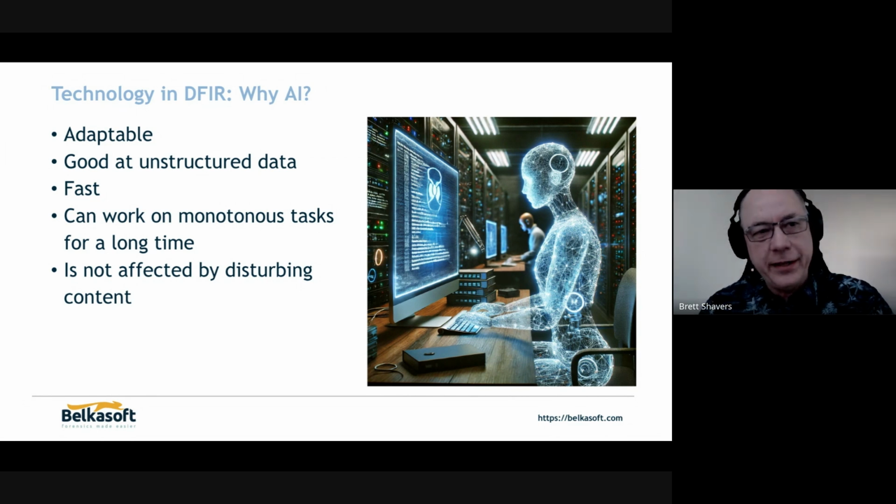Otherwise we're going to be stuck in command line forensics. Those who still do command line don't do forensics anymore. So if we don't start using the tools of today, we won't be using any tools tomorrow.